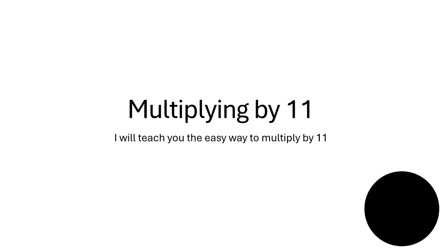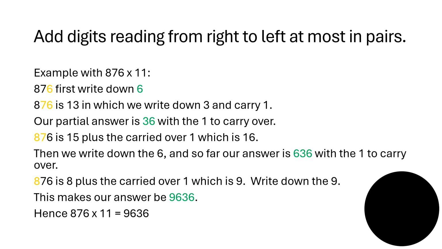This video is about multiplying by 11, where you actually add the digits. In adding digits, you go from right to left, and you start with the rightmost digit. So for example, 876 times 11: you start with the 6, write it down. That's your focal point.